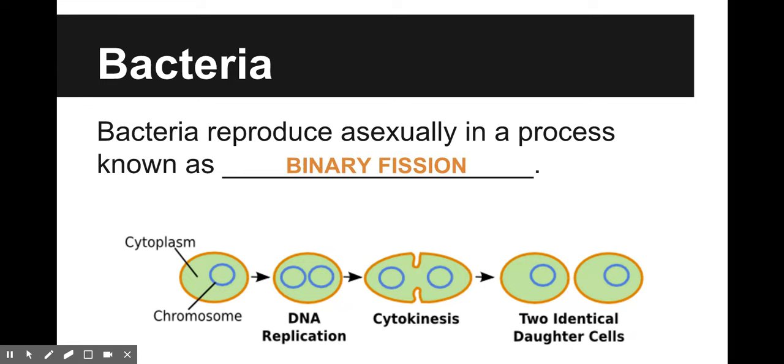Now, binary fission is a term that, if we know the parts, is exactly what it sounds like. Binary, if you're familiar with the coding language, it's a series of zeros and ones because binary means two. And fission, if you're familiar with nuclear fission and nuclear fusion, means to break apart. So binary fission literally means break apart into two. So when a bacteria undergoes binary fission, one parent bacteria forms two genetically identical daughter bacteria.